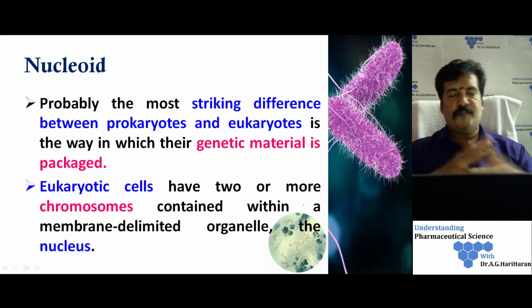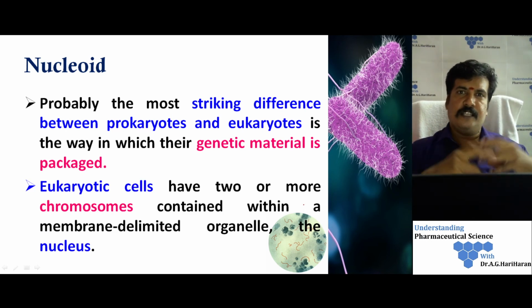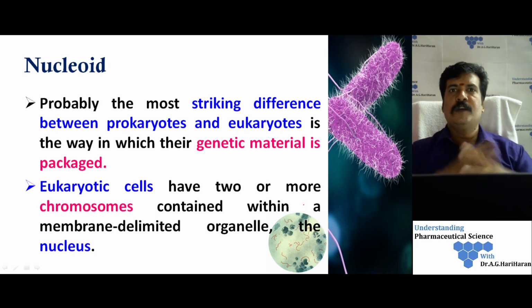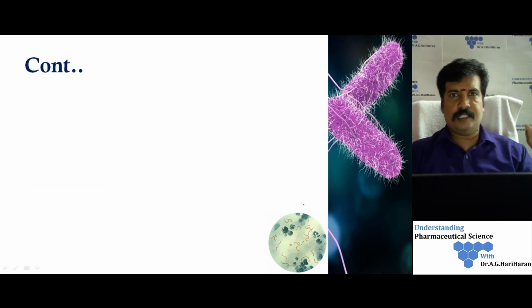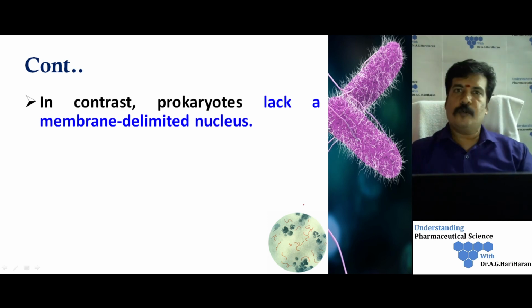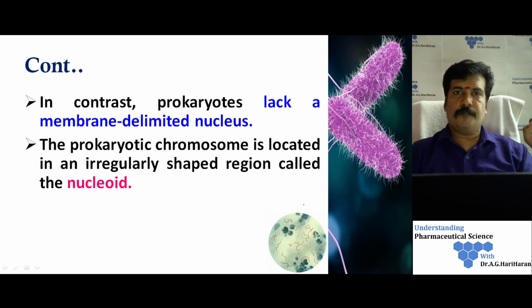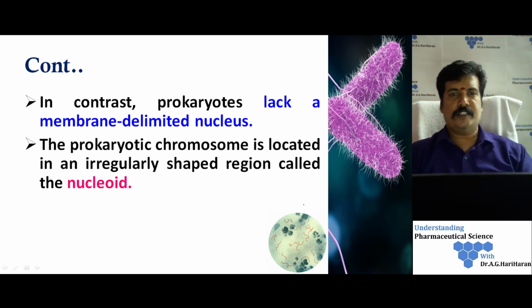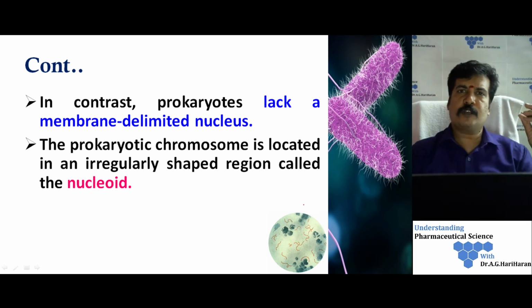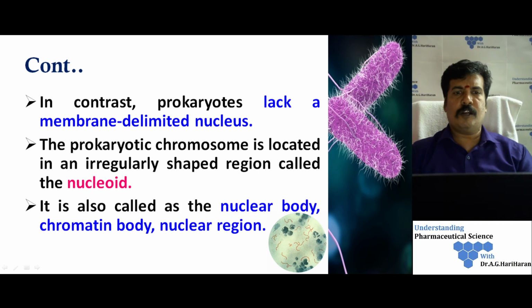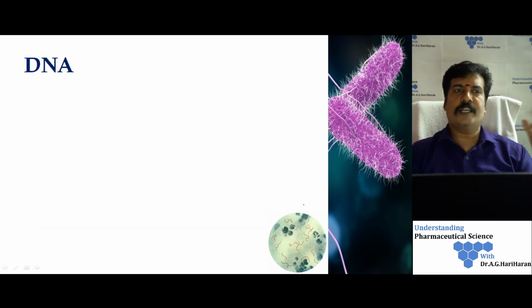And the second one, eukaryotes generally carry the DNA packed in the form of chromosomes. It is generally two or more in number, whereas the prokaryotes will have a single chromosome. Moreover, it lacks the nucleus. The prokaryote doesn't have a membrane structure like a nucleus. And moreover, the prokaryotic chromosome is irregular in nature. Generally, it carries one. That's why it is called a nucleoid. It is concentrated at a particular location of the cytoplasm. Otherwise, we can also call it a nuclear body, chromatin body, or nuclear region.